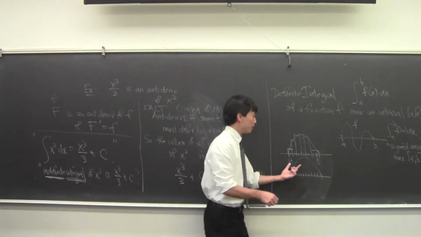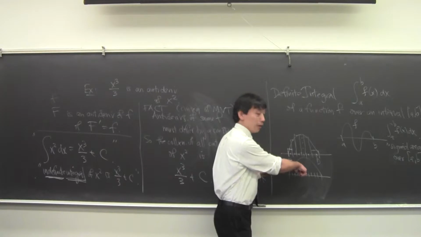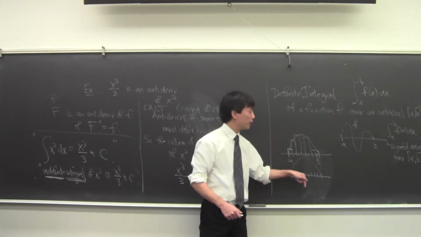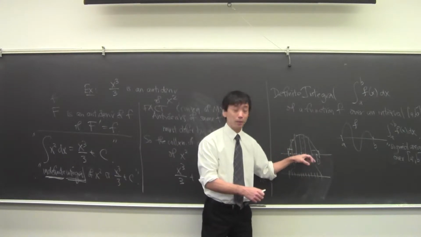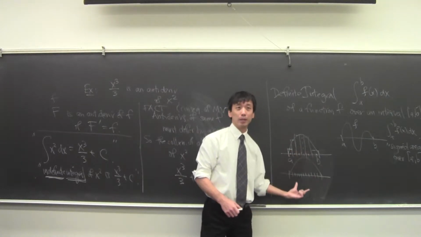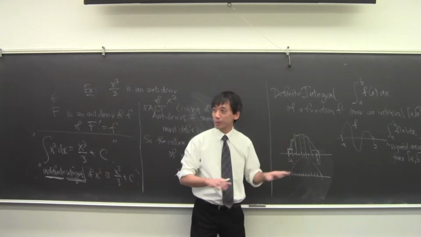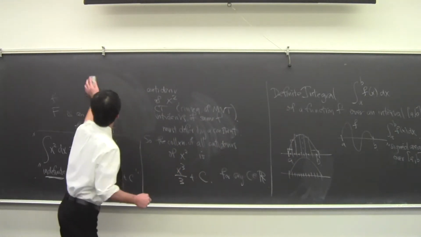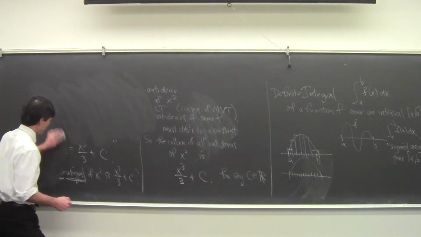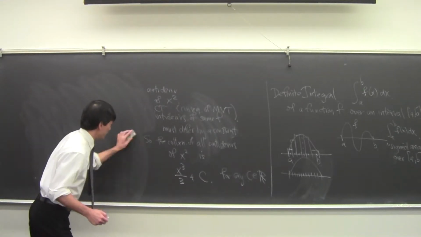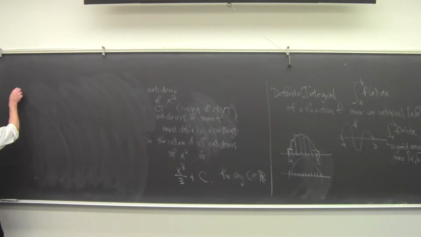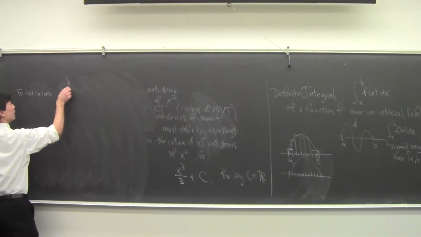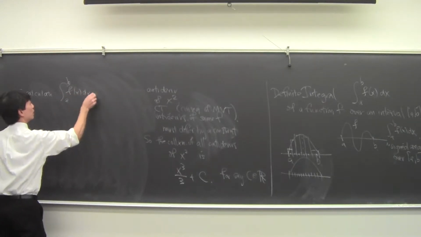And then you let the number of intervals tend to infinity. So you take the limit as n goes to infinity, and hopefully those numbers are going to tend towards something. Okay, so there's this whole procedure you have to go through to actually calculate the definite integral, right?